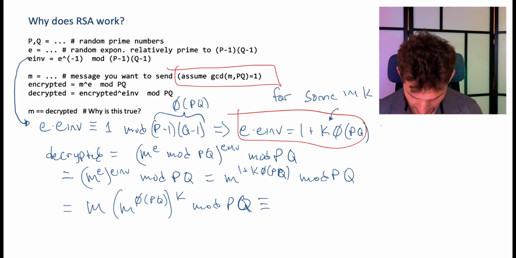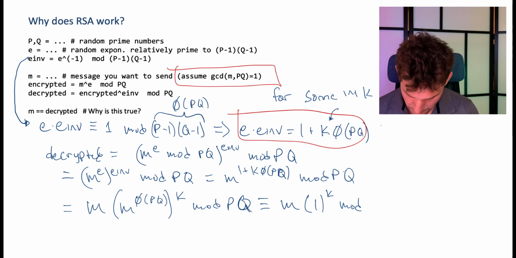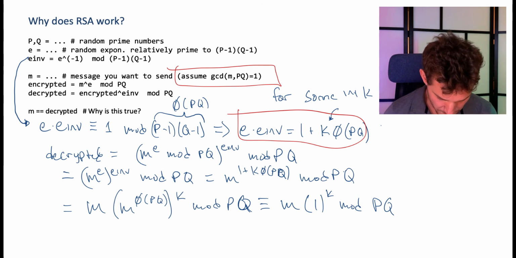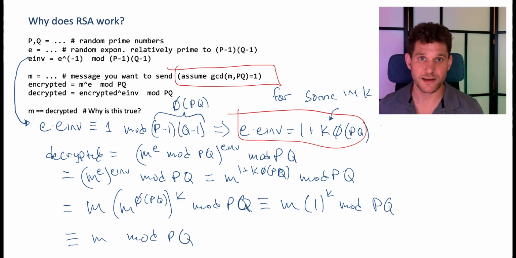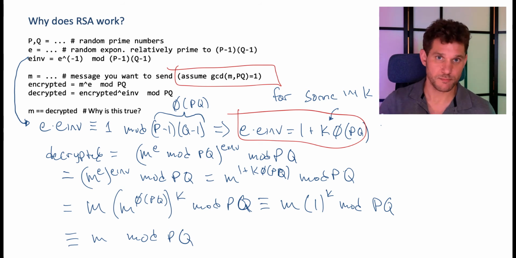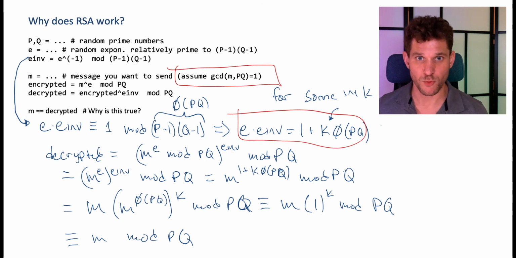this is congruent to m times 1 to the k mod pq. But of course, 1 to the k mod pq is just 1. So the whole thing is simply congruent to m mod pq. And you'll notice that we got back to the message m. And that's why RSA encryption actually works, and the decryption protocol undoes what the encryption protocol performs.